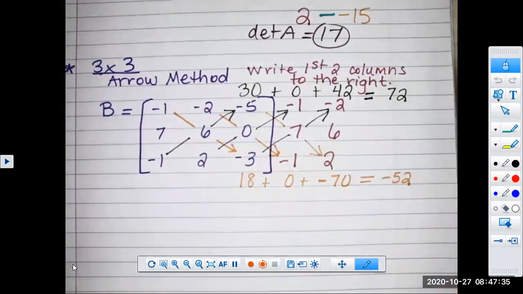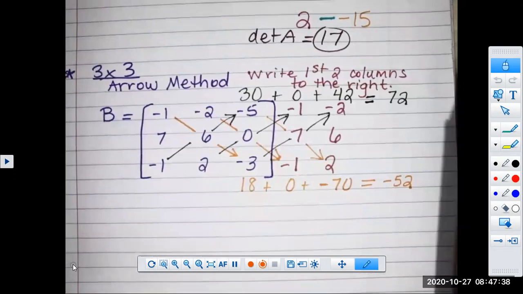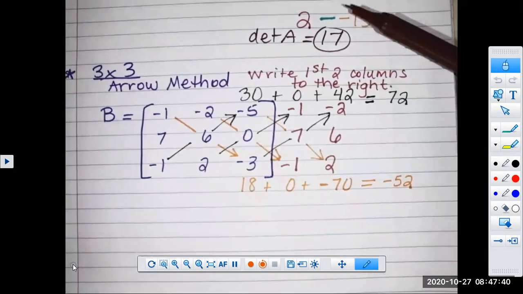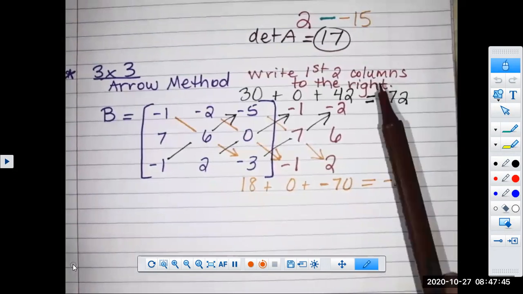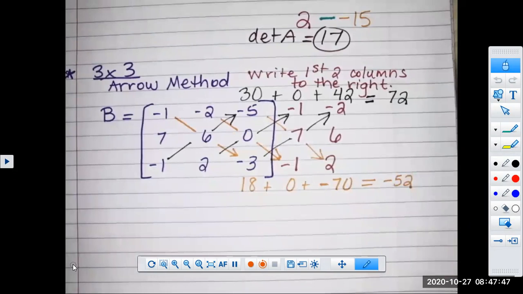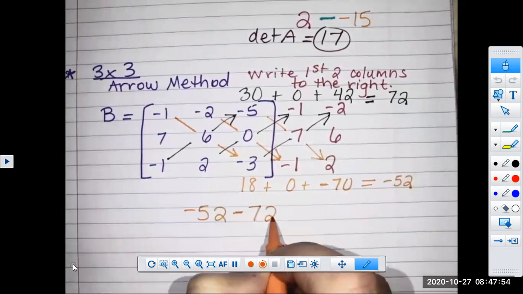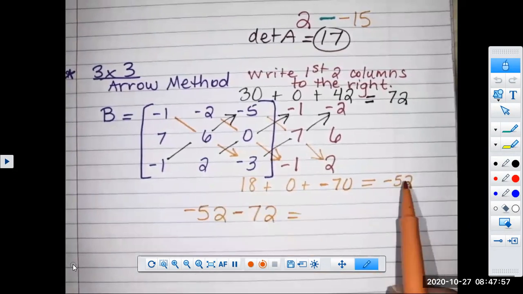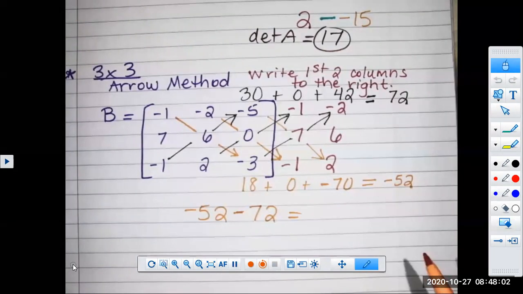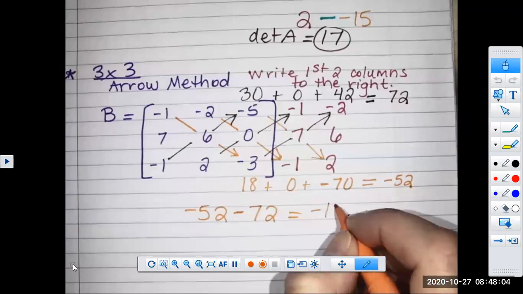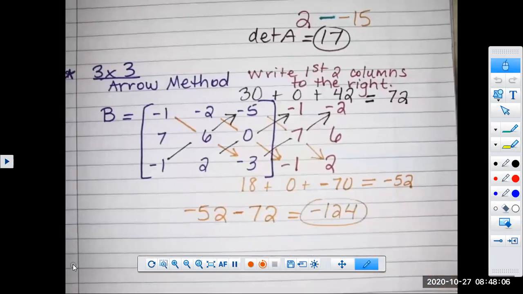All right, last but not least, what did we do here with our determinant value, with our products that we multiplied? You subtracted. Which order do you think you subtract these in? Negative 52 minus 72. Always make sure that it's this sum minus this sum. Okay, any questions about 2 by 2 determinant, 3 by 3?